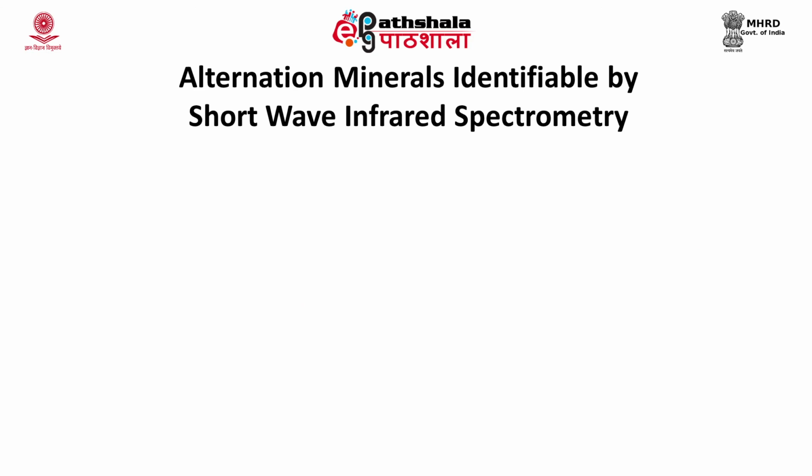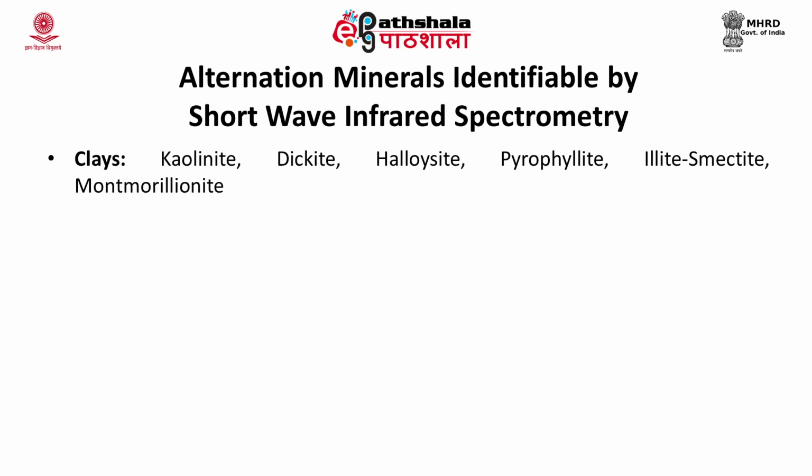And if you look at these alteration minerals, there are different types of alteration minerals that are identifiable by short wave infrared spectroscopy, and using these alteration minerals you can go for mineral exploration. For example, in the clay, different types of clay minerals are present: kaolinite, dickite, halloysite, pyrophyllite, illite, smectite, montmorillonite. These are the different clay minerals you are going to get in the alteration zone, and this will be a useful parameter to identify different mineral deposits.